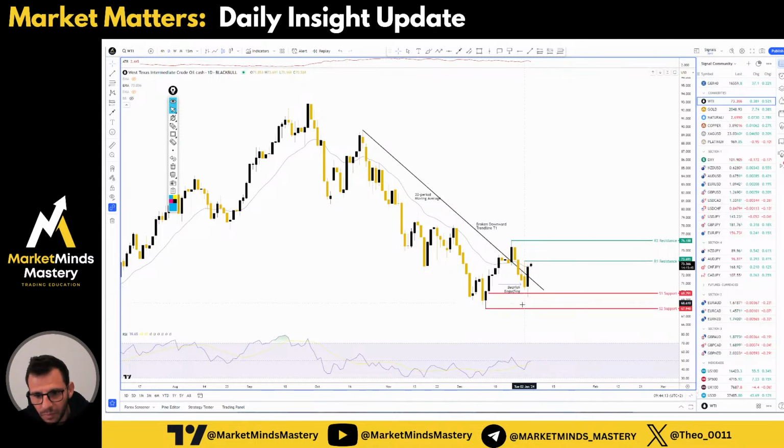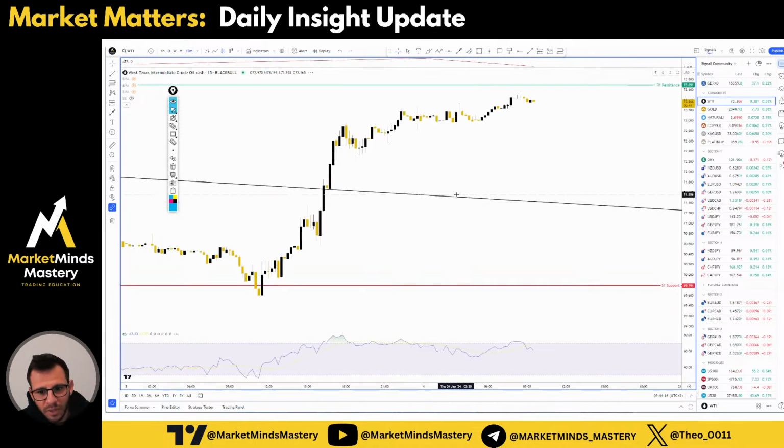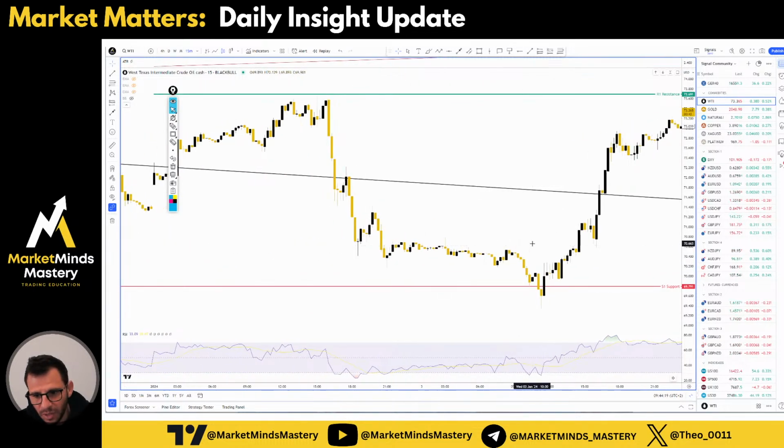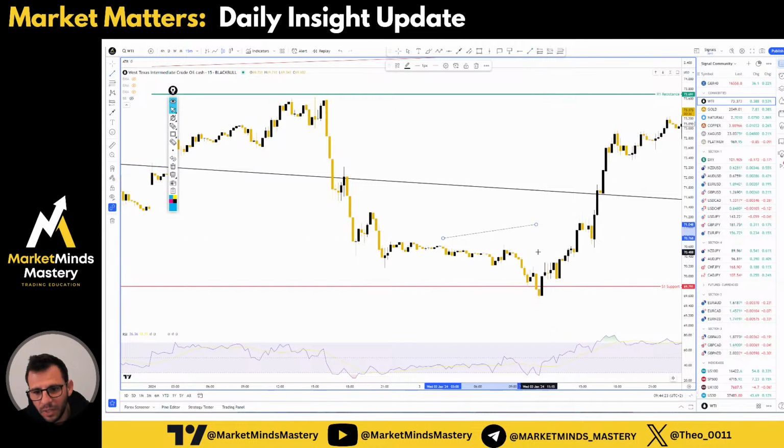WTI. Yesterday I spotted a good opportunity, but it didn't last for long. It was this one here, a descending triangle.